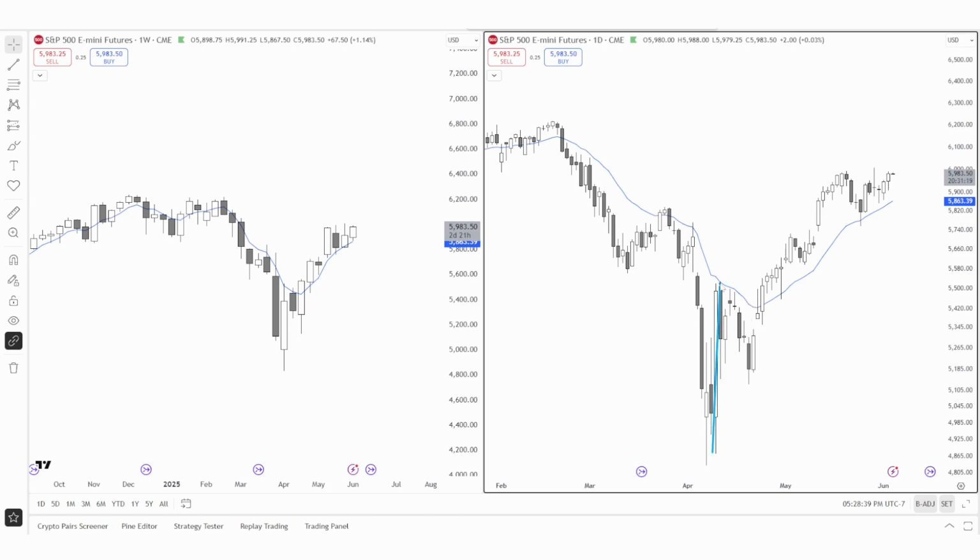Leg 1, bears push down. Leg 1 for the bears, pull back. Leg 2 for the bears, pull back. Leg 3 for the bears. Testing below the 50% mark, and that started this rally. So this bar was the start of the rally right here. Now this rally, leg 1, pull back, leg 2, pull back, leg 3. That's one way to count it.